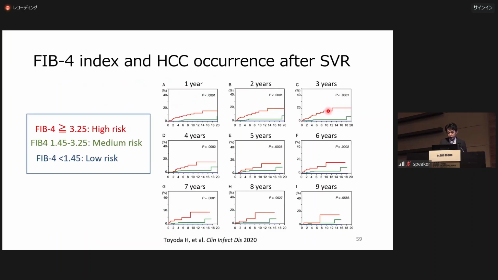So at each time, the FIB4 index stratifies the HCC risk. If the FIB4 index is reduced, the HCC risk is also reduced. And if the FIB4 is still high, the patient is considered to have a high risk of HCC. So we should evaluate the FIB4 index after SVR at each time point.